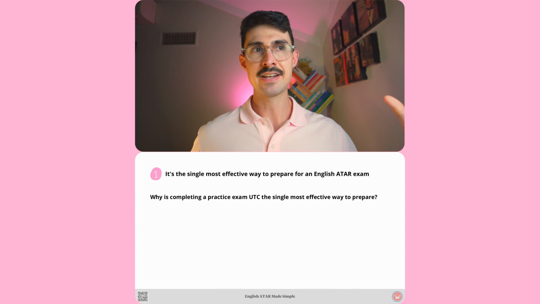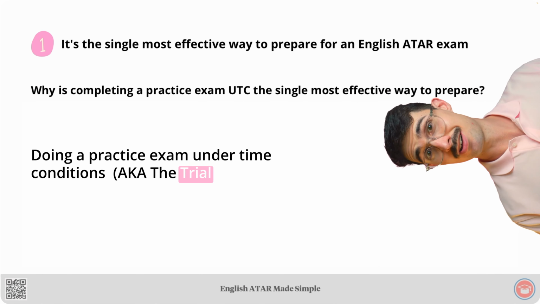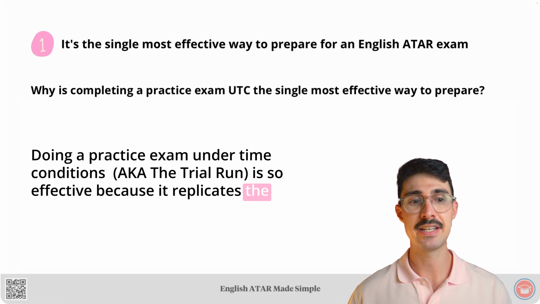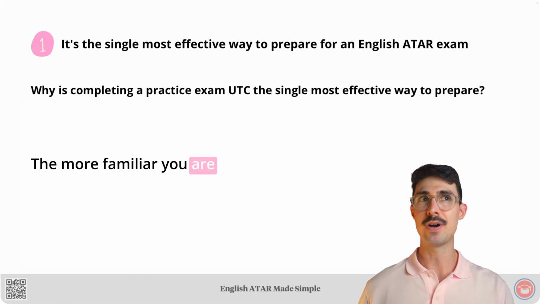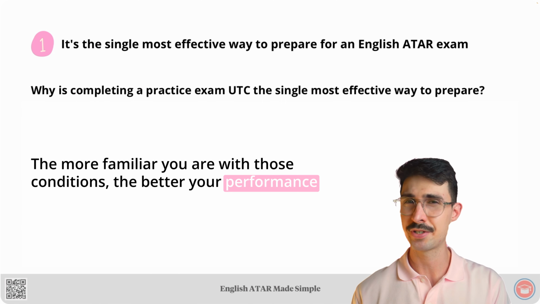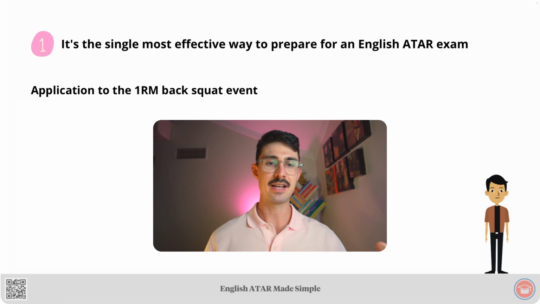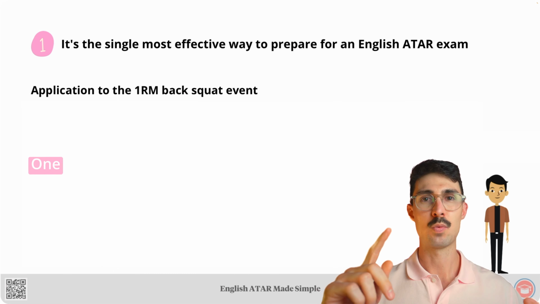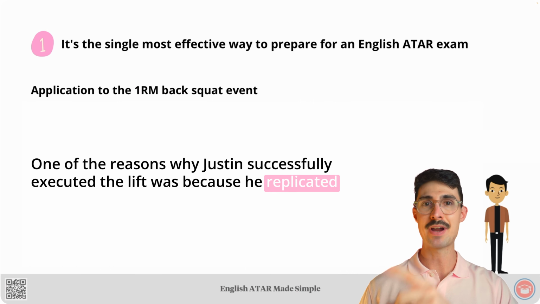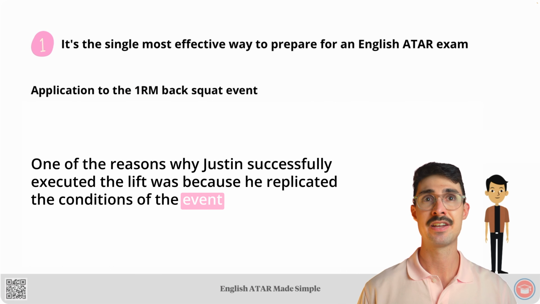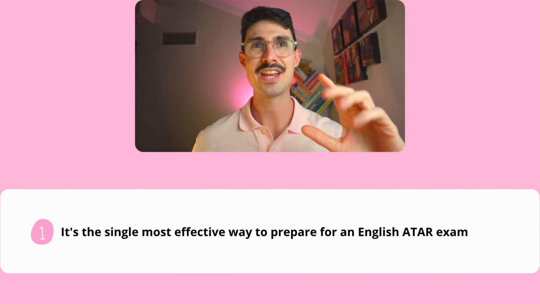To hit the nail on the head, doing a practice exam under time conditions, aka the trial run, is so effective because it replicates the conditions you'll be in on the day of the exam. The more familiar you are with those conditions, the better your performance will be, because you'll know what to expect. This is how reason number 1 applies to the 1RM back squat event. One of the reasons why Justin successfully executed the lift was because he replicated the conditions of the event 2 weeks prior. He knew what to expect. That is the first reason why you need to do the trial run.